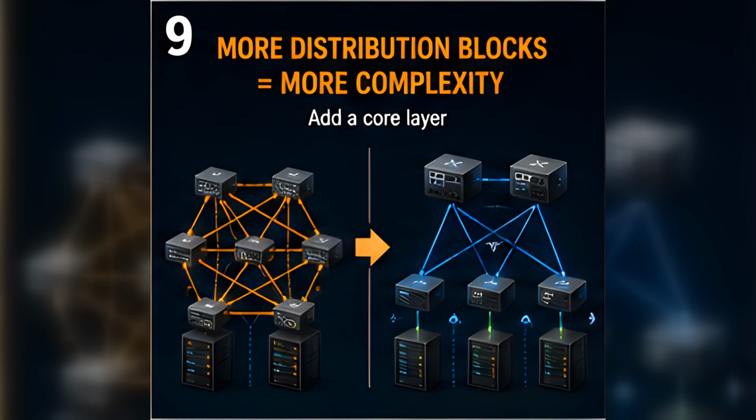As a campus grows, directly connecting every distribution block becomes expensive and complicated. Cisco recommends considering a core layer when the network has 3 or more distribution blocks. Instead of forming a large mesh between distribution switches, each block connects to the core. This reduces the number of required links and creates a simpler, more scalable architecture.